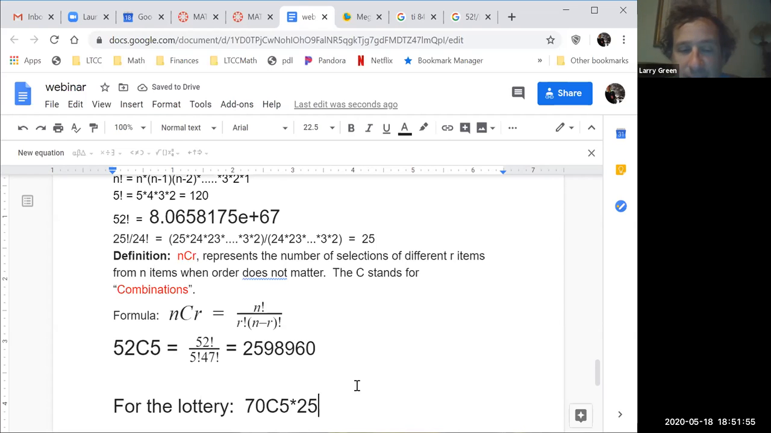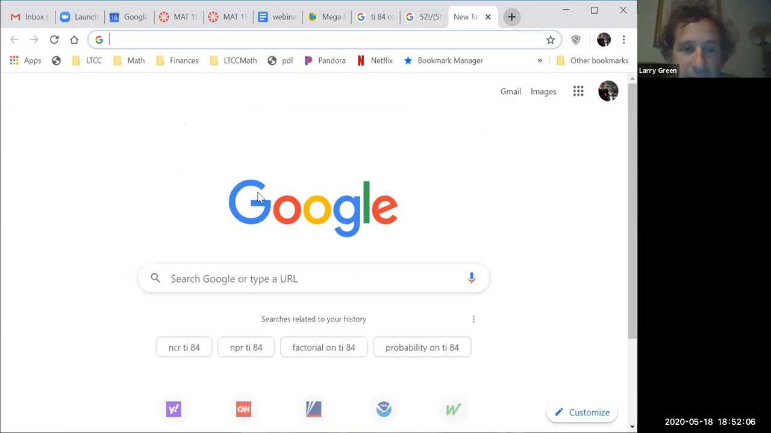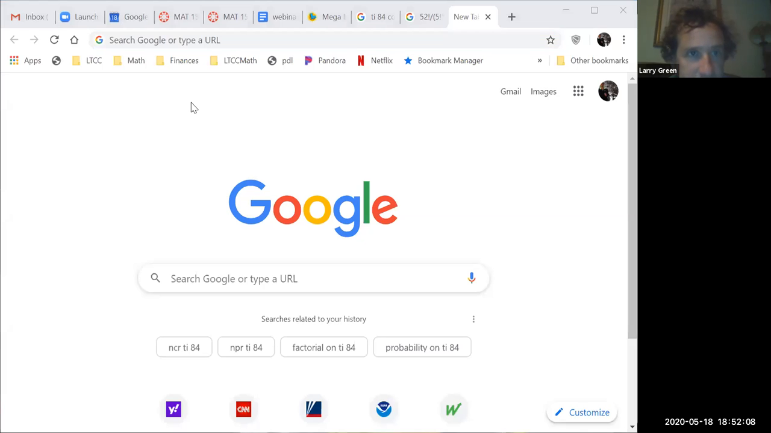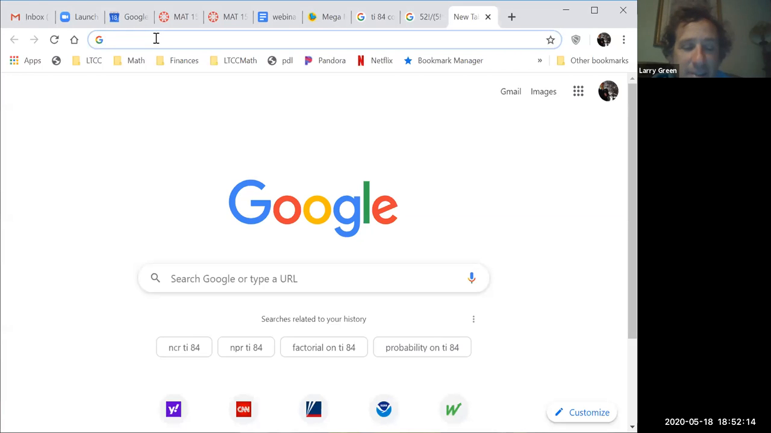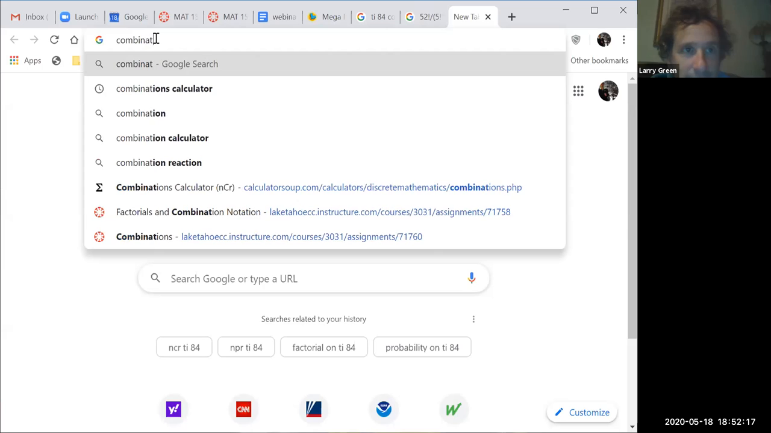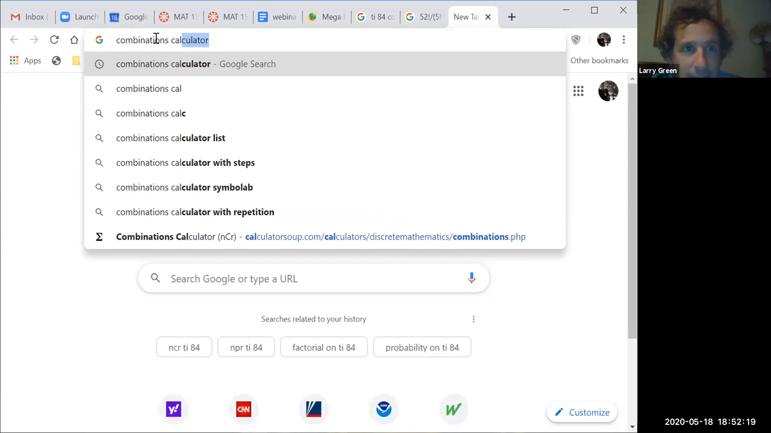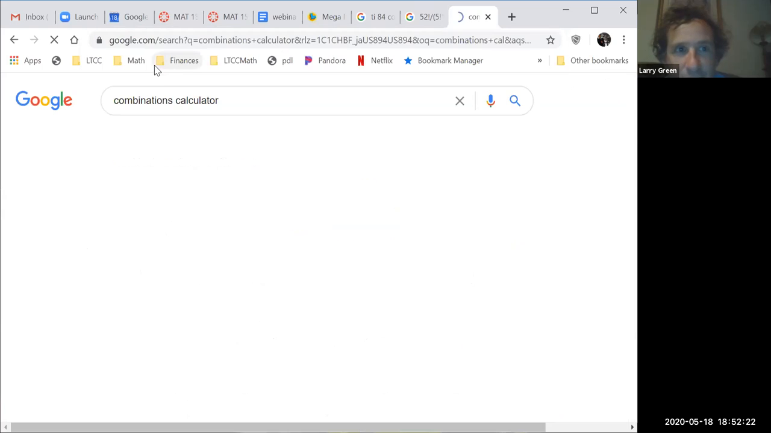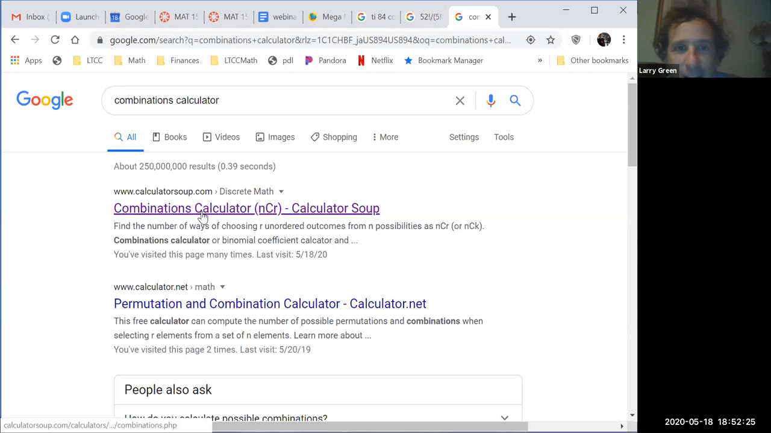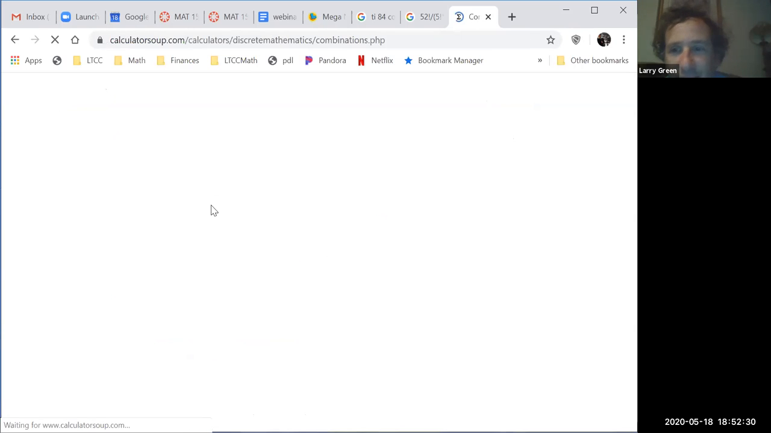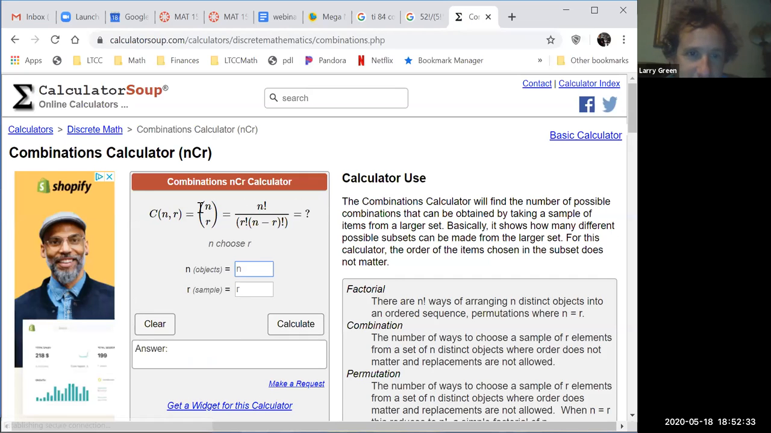Any questions at all on this setup of the calculation? Okay, so now I'm going to show you again. If you don't have the TI-84 calculator with you, which is fine. If you have it, you know how to find the combinations. If you don't, then here's what I do. I just write combinations calculator. I didn't have to type the whole thing. It just knows. And I'm going to go to Calculator Soup. Sounds good. This one works. Google's great.